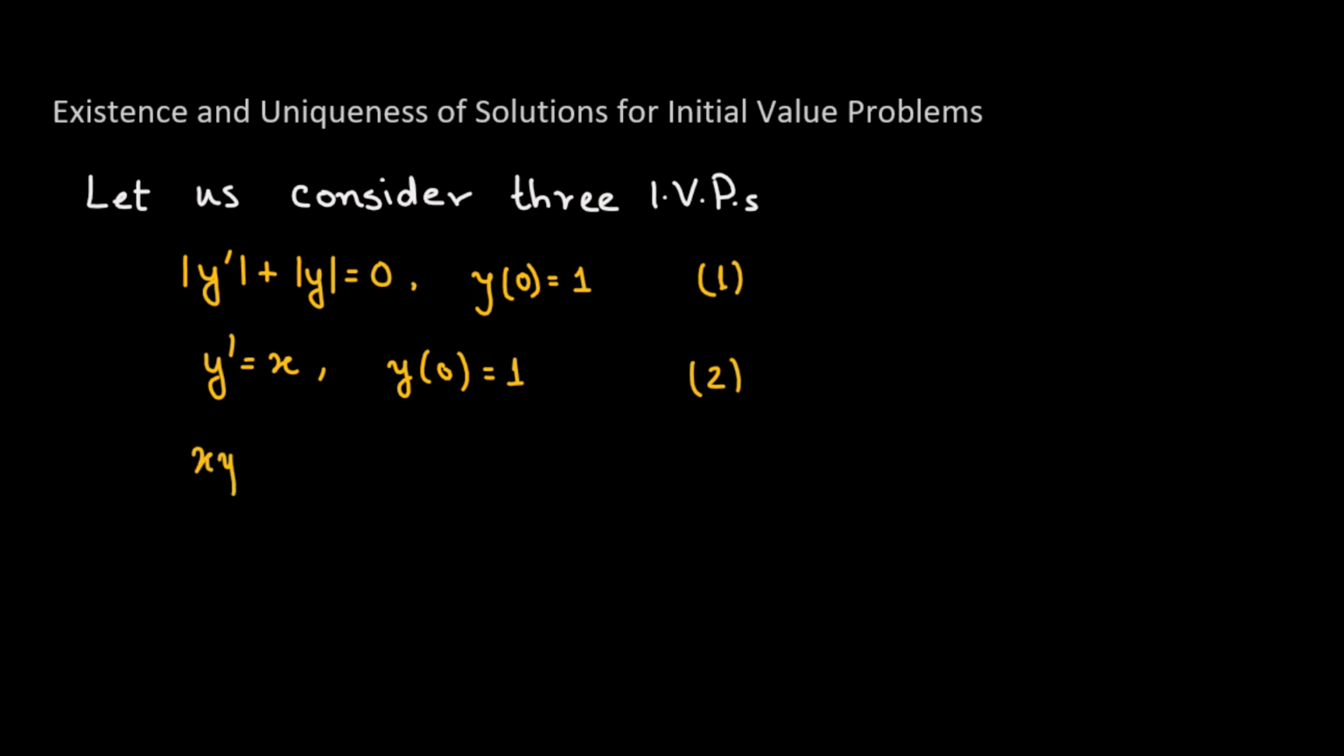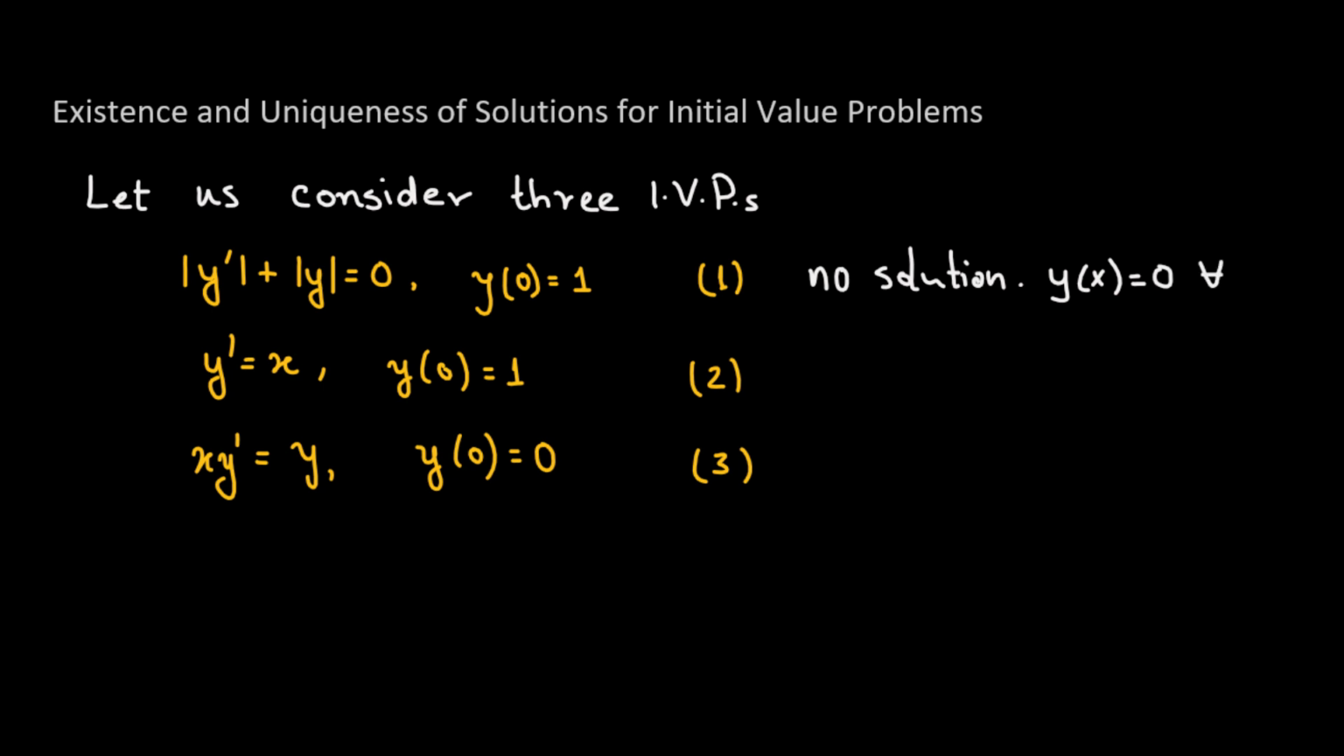And the third initial value problem, x times the derivative of y equals y, with the initial condition y(0) = 0. Here, the first initial value problem has no solution. This is because y equals 0 is the only solution, that is, y(x) = 0 for all values of x.